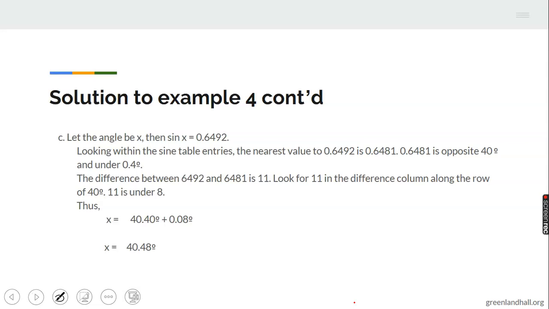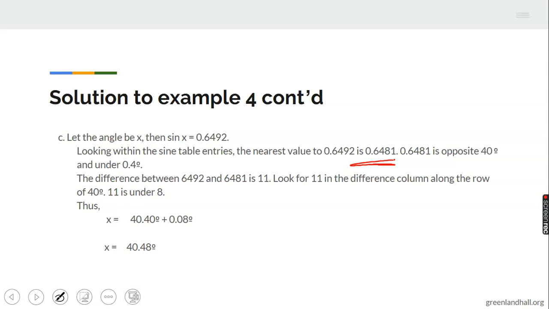And once we check, we see that 0.6481 is closer to 0.6492. So you now go and check, 0.6481 is under what? That is under 40. It's opposite to 40 and under 0.4. So that means you have 40.4. You are going to keep that 40.4 to yourself.